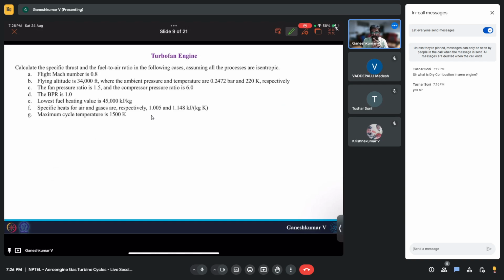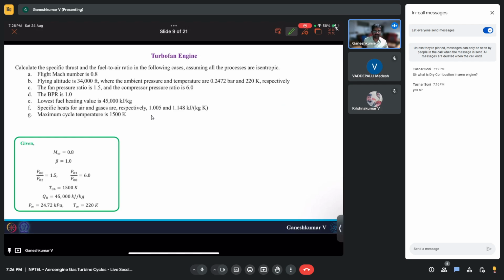And the fan pressure ratio is 1.5, compressor pressure ratio is 6, bypass ratio is 1, lower fuel heating value is 45,000 kilojoules per kg. Here we say lower fuel heating value. Can you guys guess what it means?